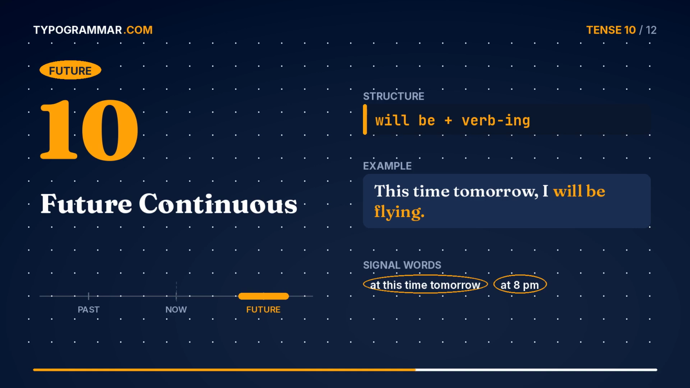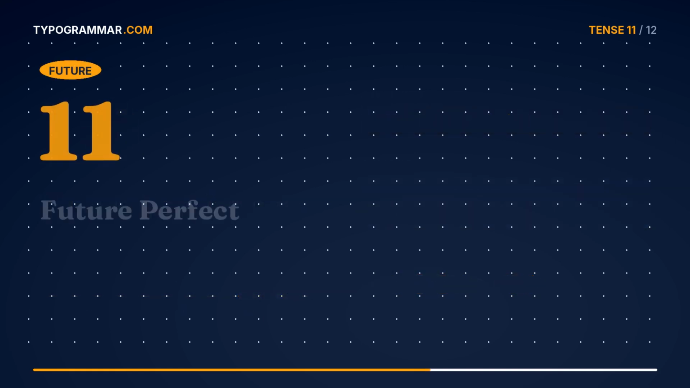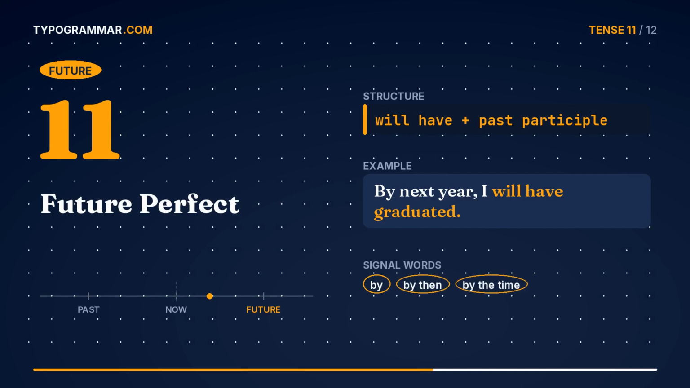Tense number 10, the future continuous. It describes an action that will be in progress at a specific time in the future. The structure is will be plus the verb with ing. For example, this time tomorrow, I will be flying to Cairo. At 8 o'clock tonight, they will be having dinner. Signal words point to an exact future time. Use it to picture an action unfolding later on.